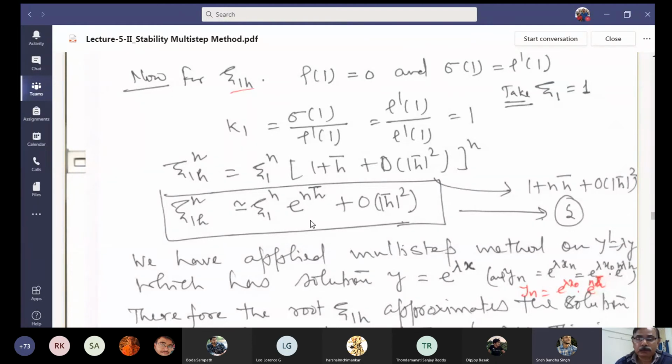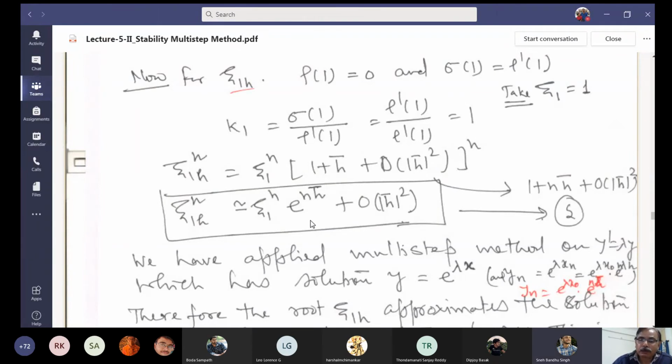Higher order terms are coming because there are extra roots, other than xi1. Right. So why is it coming? Because we have just one first order differential equation, and once we changed to a multi-step method, we have changed this to n number of roots of that equation.